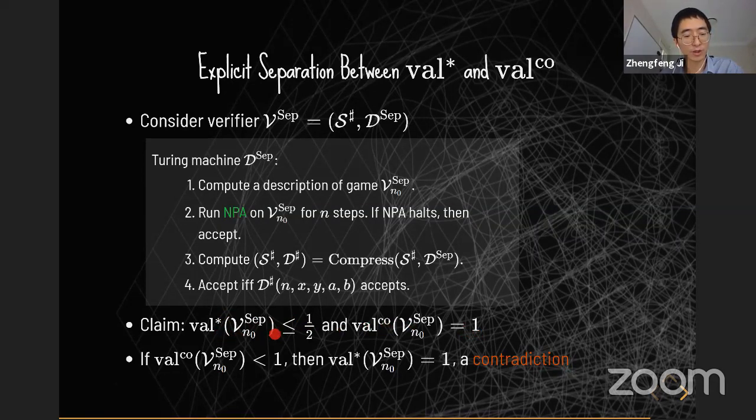The proof that the entangled value is at most half is very similar to the previous proof. You just argue about the entanglement that is being used. But to see that the value has to be 1 for the commuting operator value, assume that the value is less than 1. Then we know that the NPA hierarchy would detect this, and then from that you would see that the entangled value would be 1, but we know that the commuting value is always larger than the entangled value, and therefore it's a contradiction. So it cannot be that this value is less than 1, it has to be 1. So that's all the power that we get from this compression algorithm.